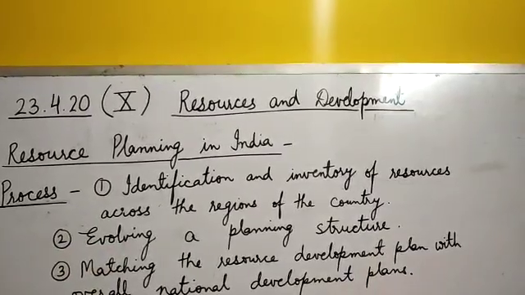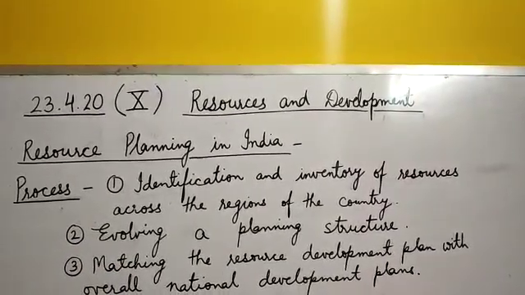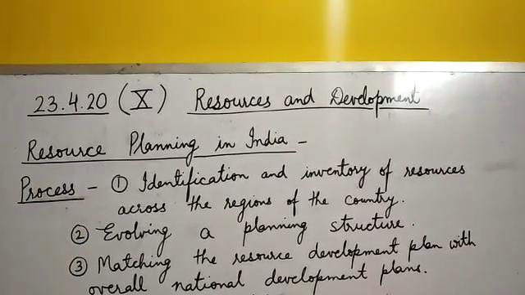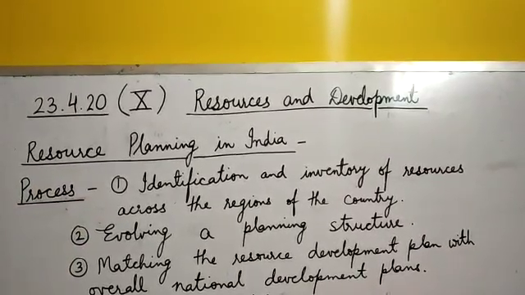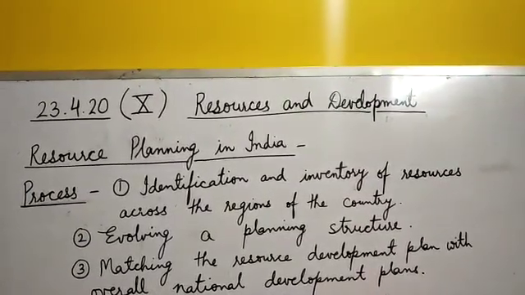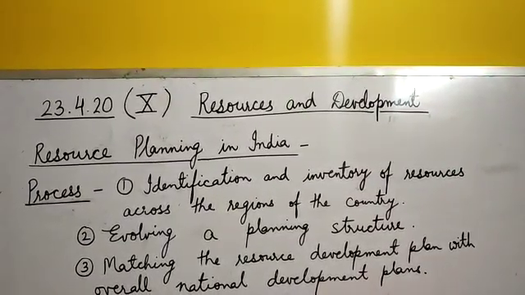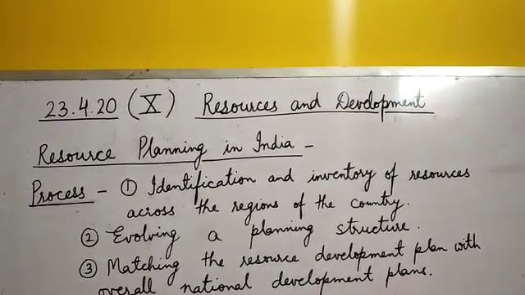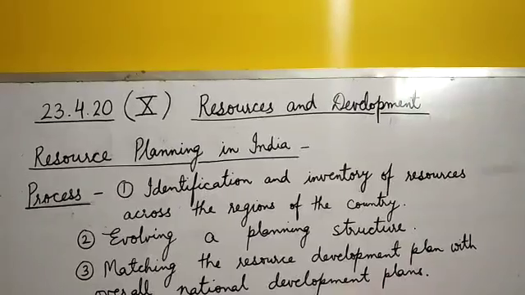Second is evolving a planning structure. That means in the second stage, after the first stage is done, the country or the state looks for technology and also sets up different institutions and tools, through which they can extract or use that particular kind of resource.